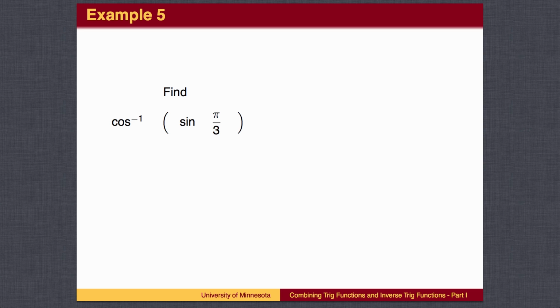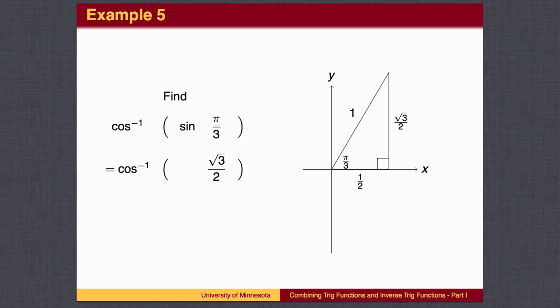Here's one in the opposite direction. We begin with the angle, find the sine of the angle to get a number, and then find the angle that has that number as its cosine. The sine of pi over 3 is the square root of 3 over 2, and the angle whose cosine is the square root of 3 over 2 is pi over 6.